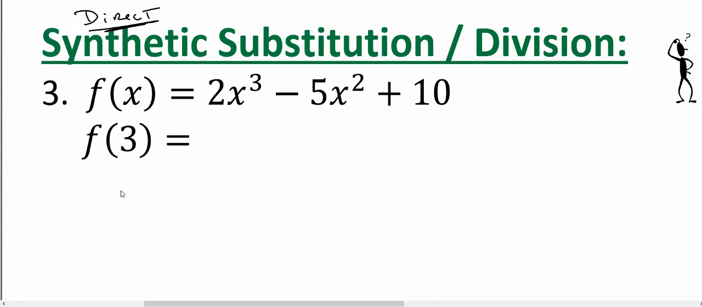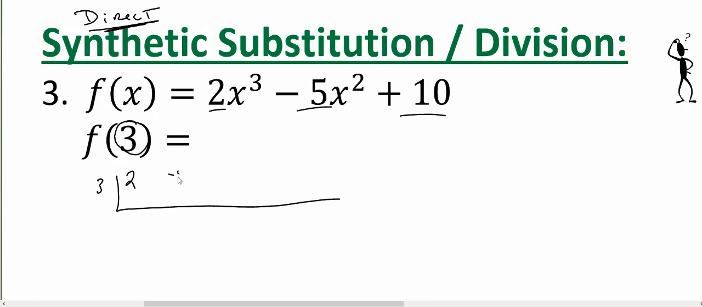So what I do is I make this funny looking box, all right? Then on the outside, I take the number that I want to evaluate it at, which is 3. On the inside, I take the coefficients of my terms. So 2, -5, 10. But if I look, there's x to the 3, there's x squared, there's no x to the 1, so that's a 0. Remember, just like in long division, I can't forget that 0.